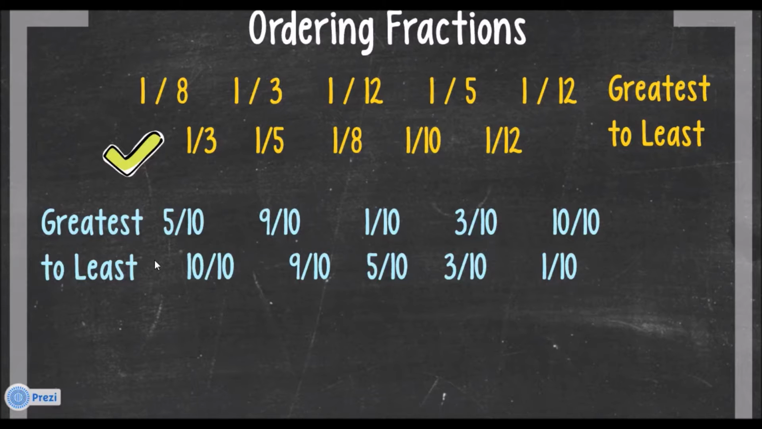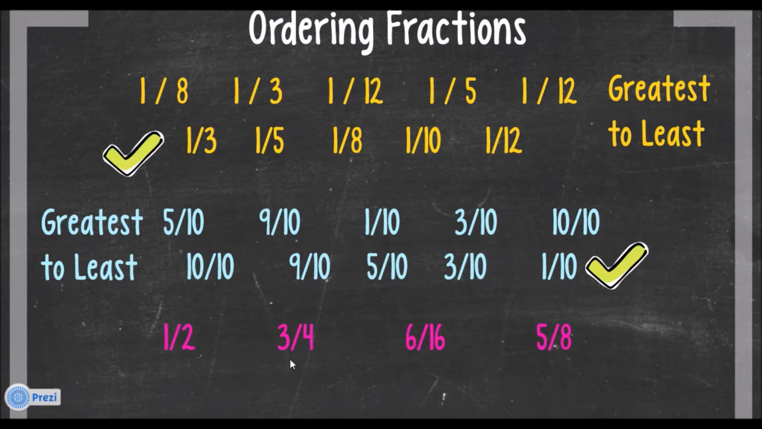And lastly, probably the most challenging, because you're going to have to get common denominators. Okay, we have 1/2, 3/4, 6/16, and 5/8. You're going to do it from least to greatest this time. So the last 2 we did greatest to least. This time we're going to do least to greatest.